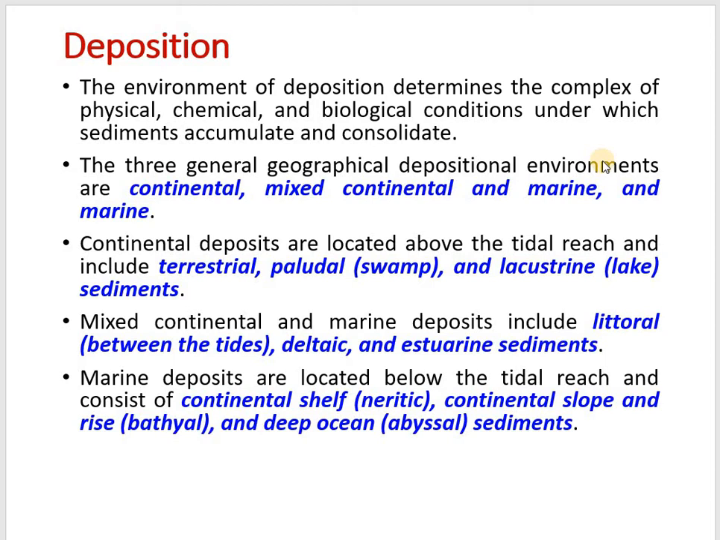Now, the continental deposits are located above the tidal reach, and they include the terrestrial, paludal, and lacustrine sediments. The mixed continental and marine deposits include the littoral, deltaic, and estuarine sediments. Littoral means between the tides, the deposits formed by the tidal movements. Then marine deposits are located below the tidal reach, and consist of continental shelves, continental slope and rise, and deep ocean sediments. So these are the various ways we can categorize sediments geographically.